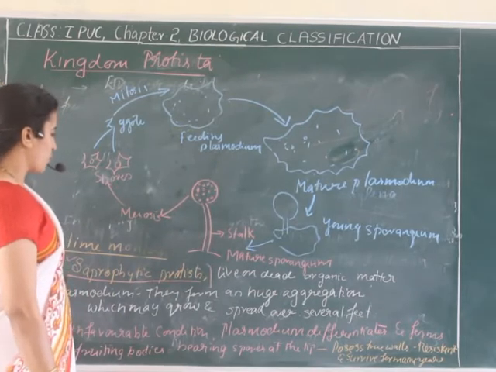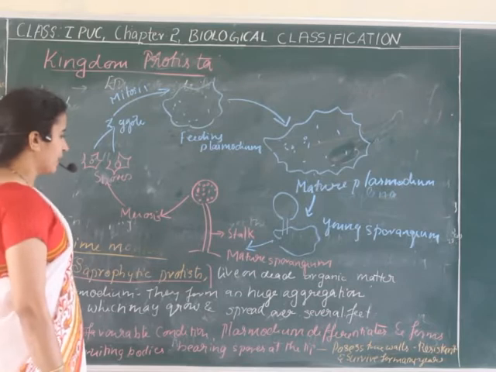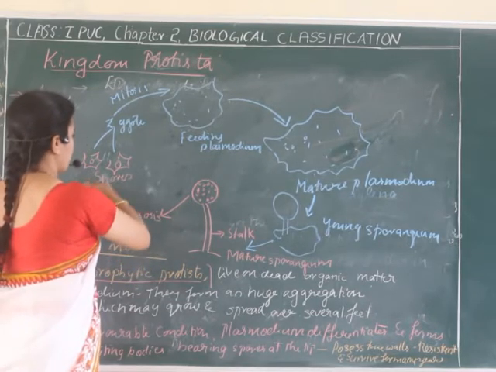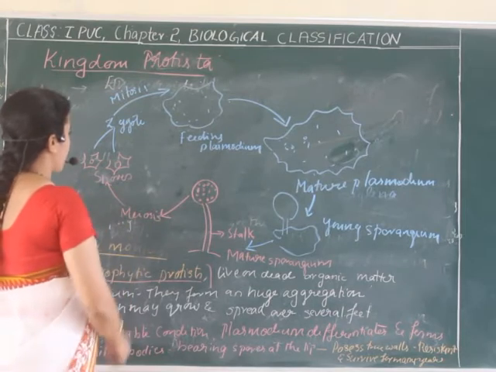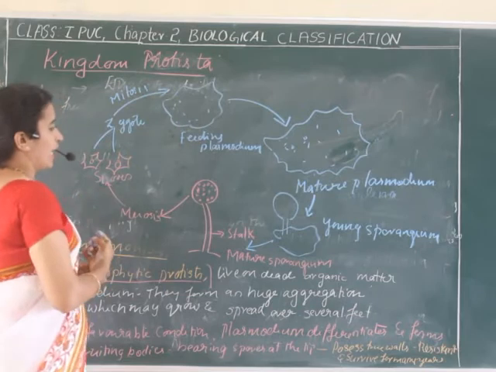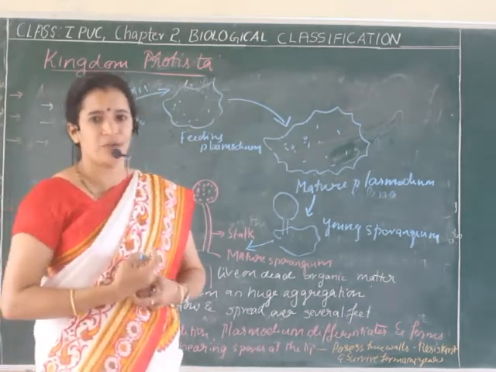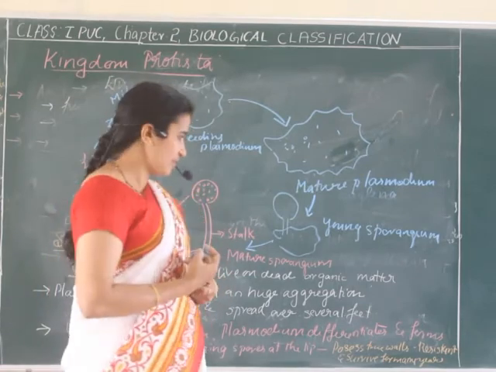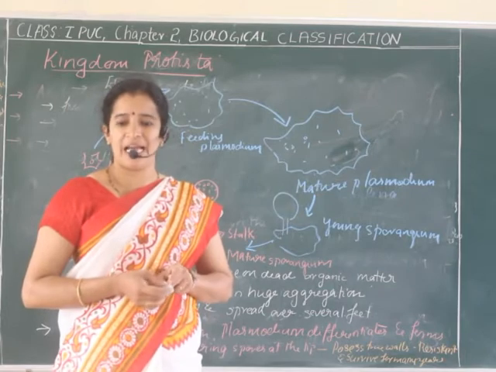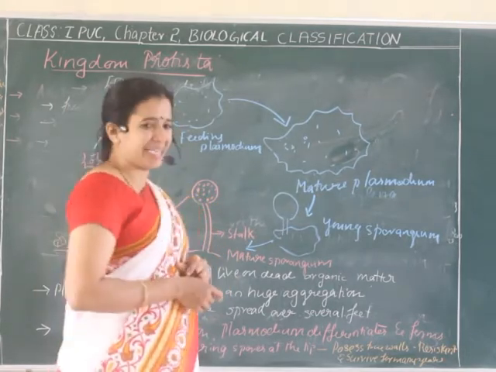Once these spores are completely developed, they undergo meiosis and produce the spores. These spores then fuse and form the zygote. This zygote undergoes mitosis, and again it forms new slime molds. Even though this content is not there in your textbook, I have added this to make you clear about the life cycle of these slime molds. Okay.